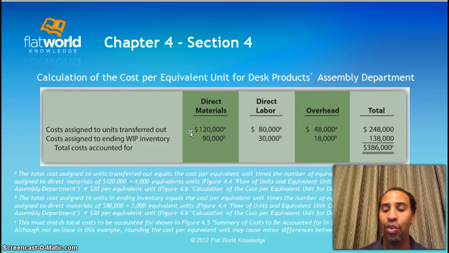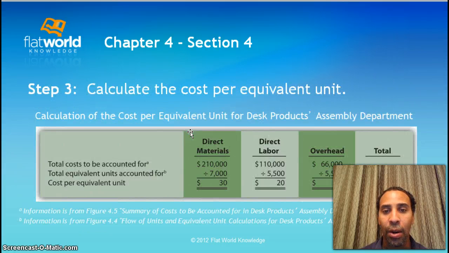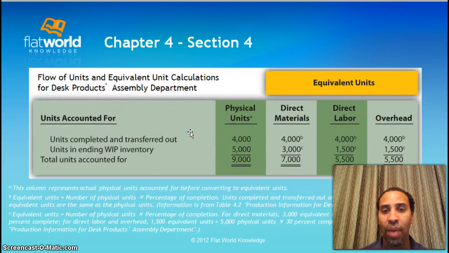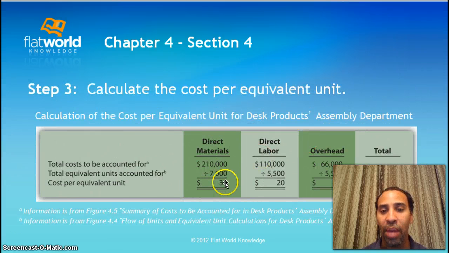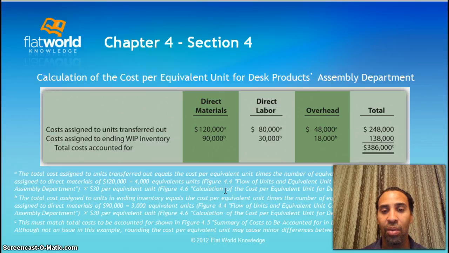But your 120,000, right? If you go up here, you'll remember that we have 4,000 units that were completed and transferred out, right? So we're going to take that 4,000 and multiply it by 30. So 4,000 times 30 is going to equal the 120,000. Like I said, if you want to double check my math, feel free to do so.